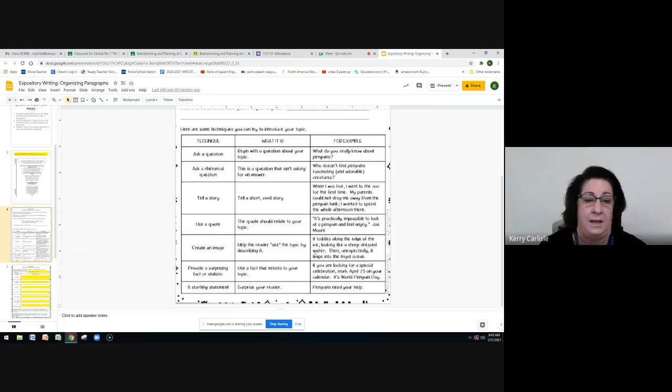You can create an image. In other words, you can help the reader see the topic, right? It toddles along the edge of the ice, looking like a sharp-dressed waiter. That's a penguin, right? Then unexpectedly, it leaps into the frigid ocean. You kind of draw in a picture of why it is, and then you're going to tell about what the topic is. And then provide a surprising fact or statistics, right?